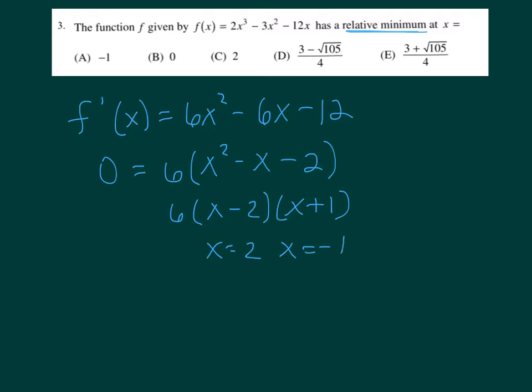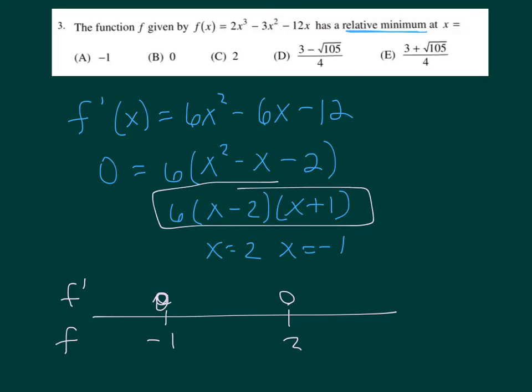Okay, now, when you're talking about relative min and relative max, that's when we use our sign chart. So we have f prime and f, and we're going to put our critical values on our sign chart. And we're going to go ahead and test values to the left, in between, and to the right. So if I test negative 2, and remember, I'm testing it into my derivative function, I would have a negative times a negative, which would be a positive, which would tell me that f is increasing there.